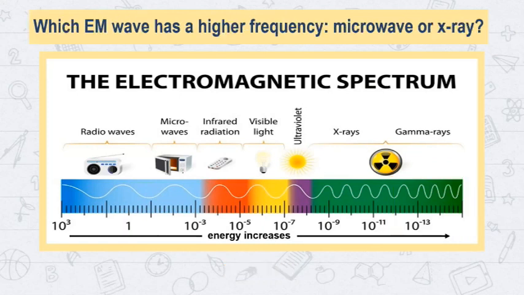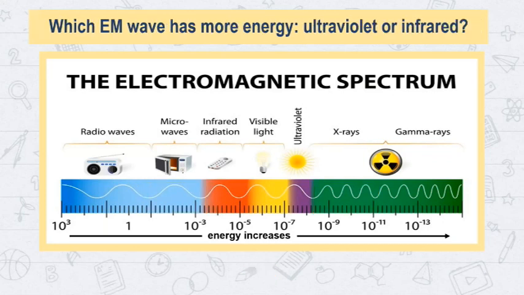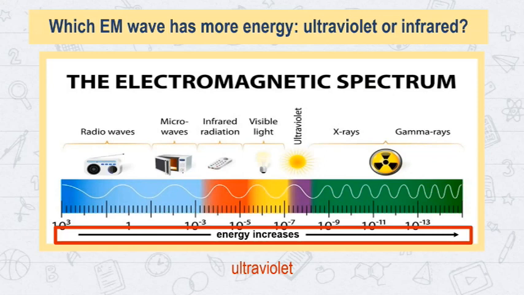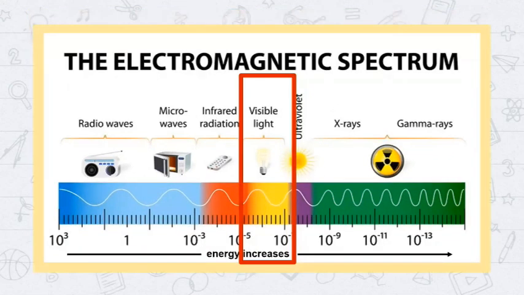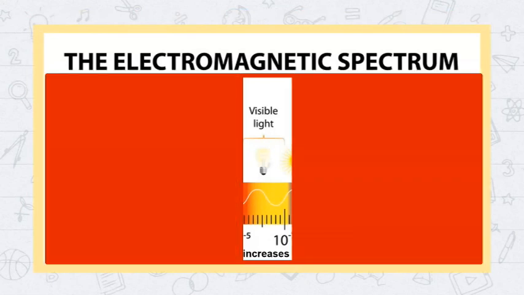Which EM wave has a higher frequency? Microwave or X-ray? You got it! X-ray. Let's talk about energy. Which EM wave has more energy? Ultraviolet or infrared? Indeed, it's ultraviolet. I guess you perfectly understand the electromagnetic spectrum. But for today's lesson, we will focus on the visible part of the spectrum, visible light or white light.